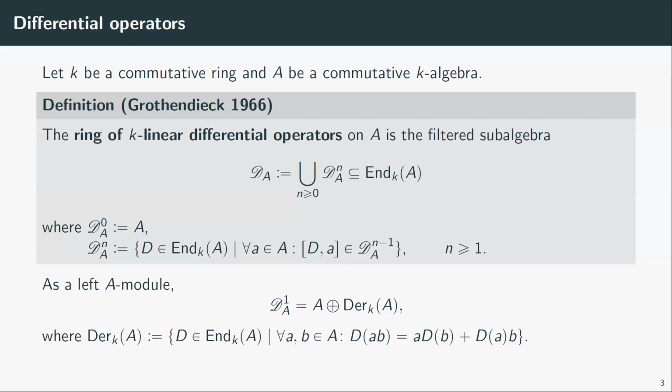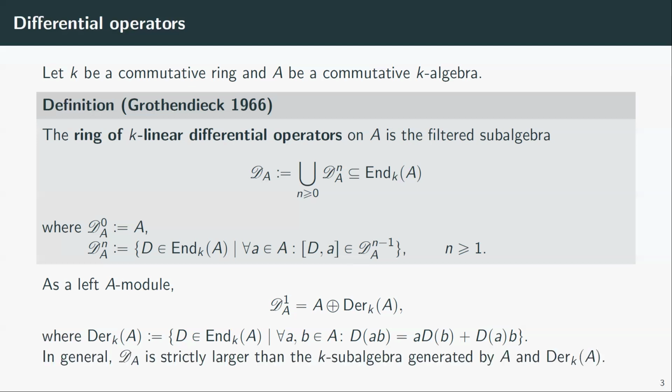And as I said, when we look at it as a left A-module, the module of differential operators of order 1 can be written as this direct sum. And therefore, because both A and Der(A) are contained in the ring, then the subalgebra generated by those elements is also contained in there, which is what we wanted. However, in general, the ring of differential operators is strictly larger.